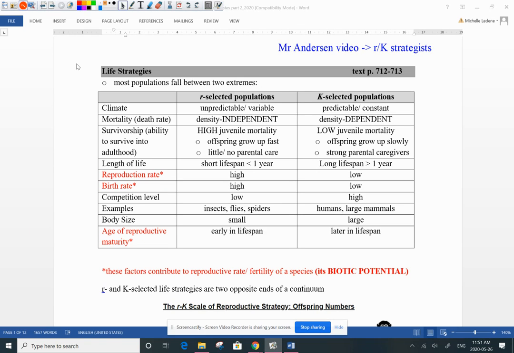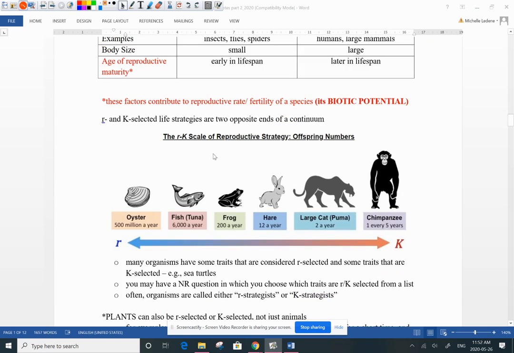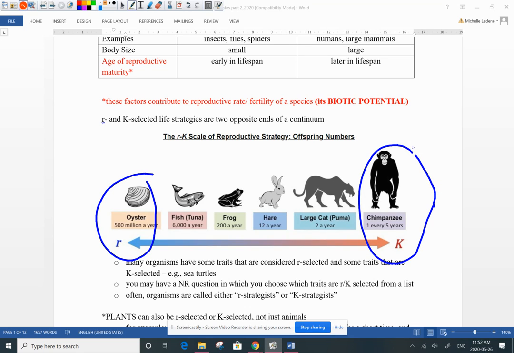Anderson talks about the characteristics of each of these organisms. So fruit flies would be R-selected, and humans and large mammals, like elephants, would be K-selected strategists or K-selected populations. Why is that? Because they fit in with these different populations. Now, you have to understand that not every organism fits perfectly into this. It's kind of a scale or a continuum, where some individuals are very close to the R-selected end, some are very close to the K-selected end, and some are a mix of both.